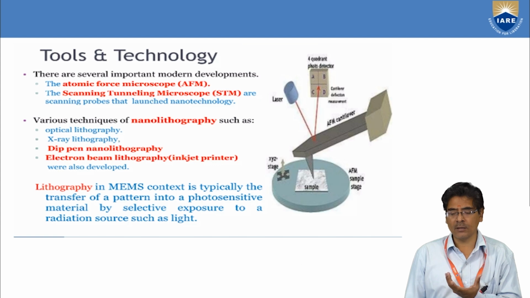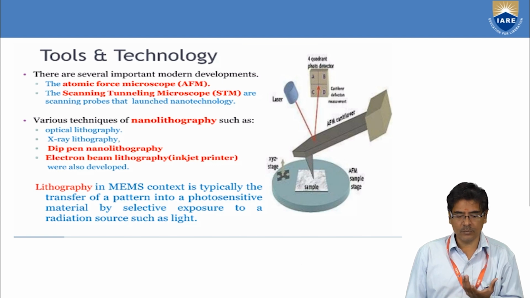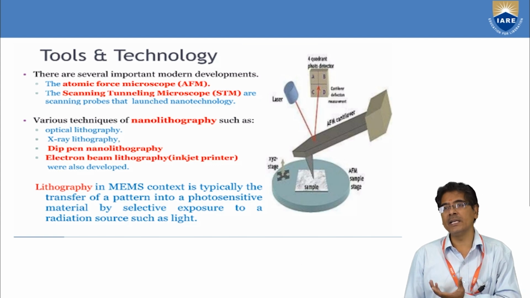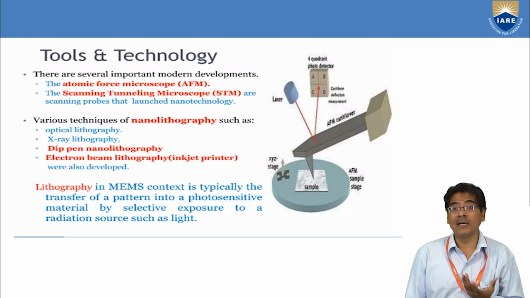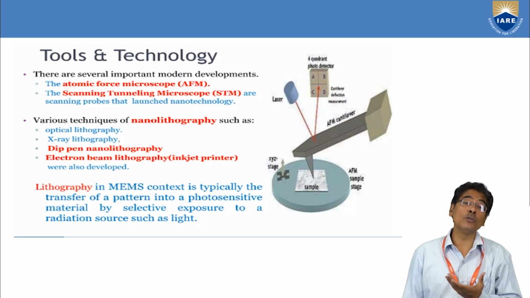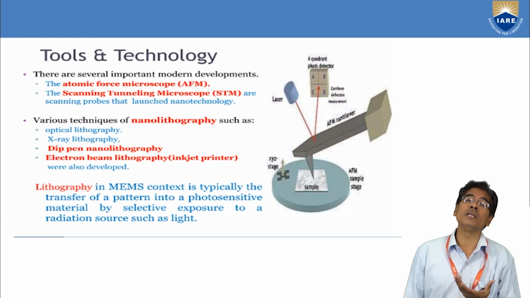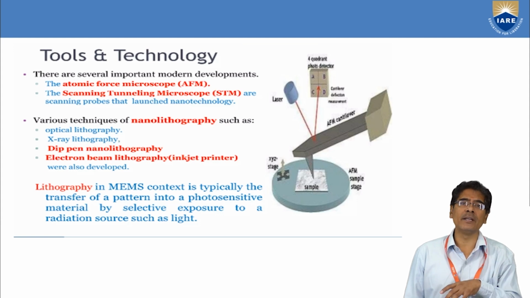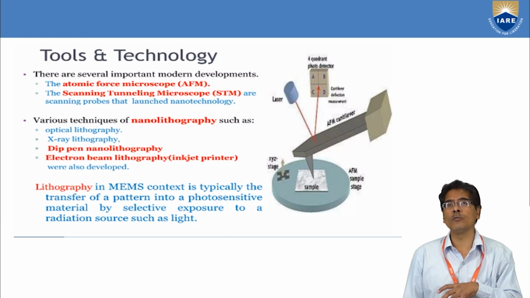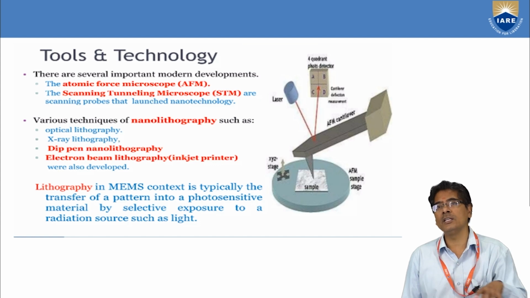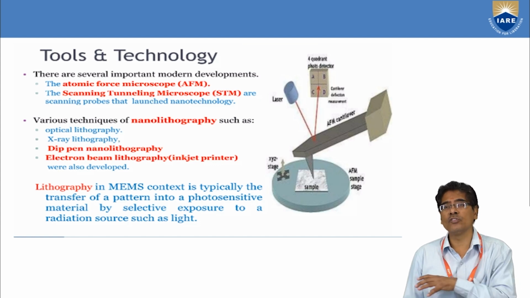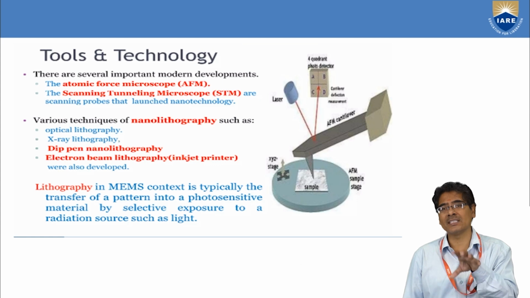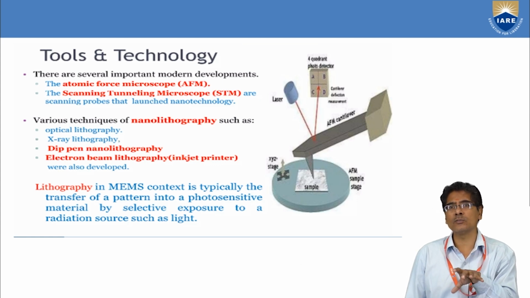This E-beam lithography can also be called an inkjet printer. So these were all developed. These are the tools where nanotechnology has been implemented to see the morphology, to see the size, and to see the structure that is fabricated. So these are the various tools, right?